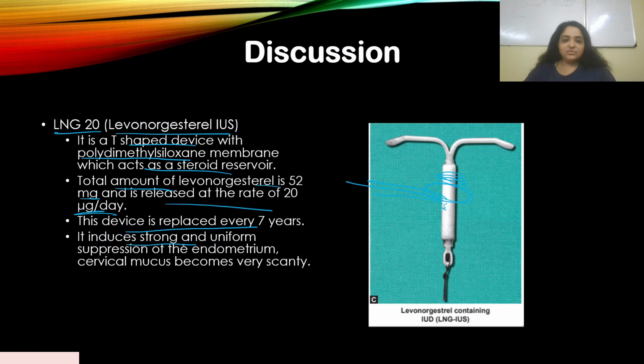It induces strong and uniform suppression of the endometrium. Cervical mucus also becomes very scanty, so the sperms are not able to survive there. It doesn't allow implantation to happen, and it doesn't allow fertilization to happen.